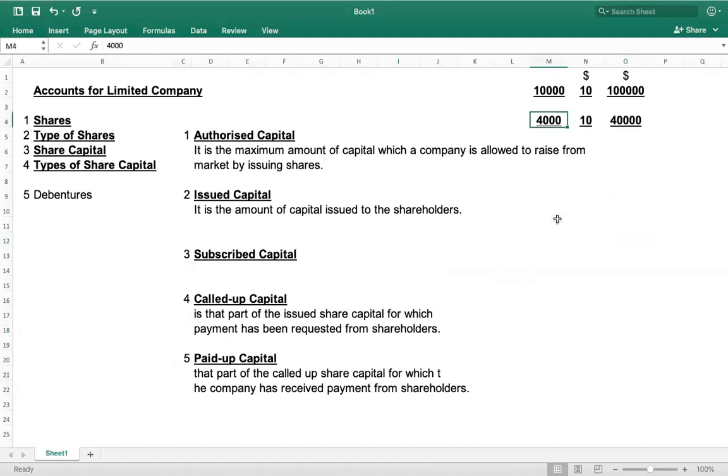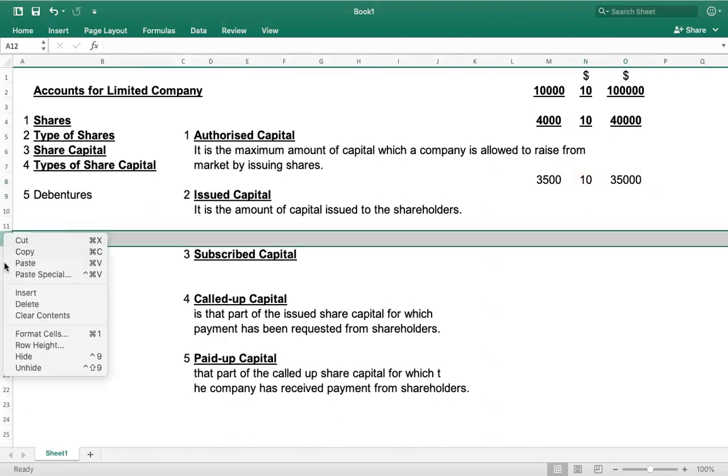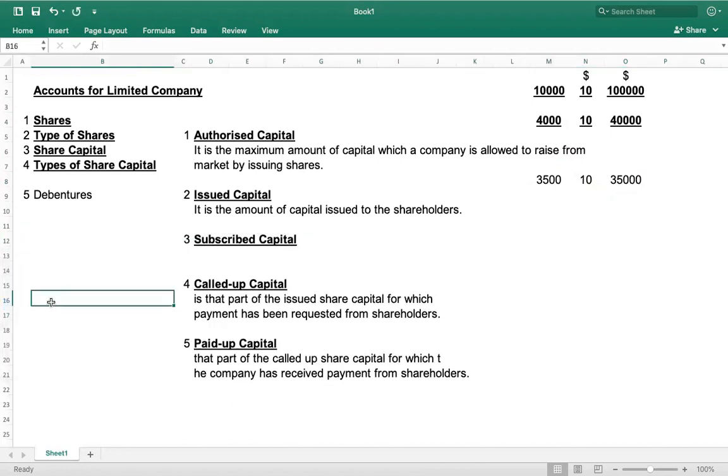I offered how many shares? 4,000. But it is not necessary that all my shares will get sold in the market. Is it possible? Sometimes not possible, no? Suppose out of 4,000, the public purchases only 3,500 shares. So that is known as subscribed capital. In this case, my subscribed capital will be $35,000. Understood now? It is the amount of shares bought by the shareholders.